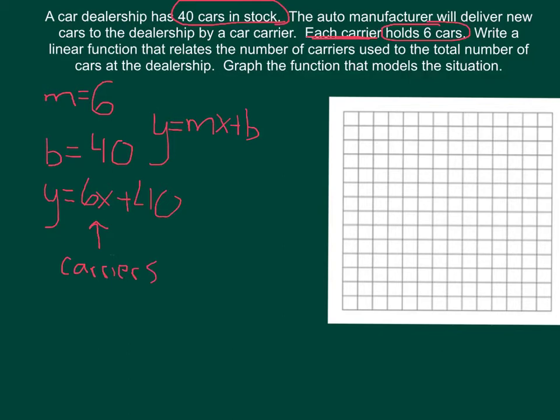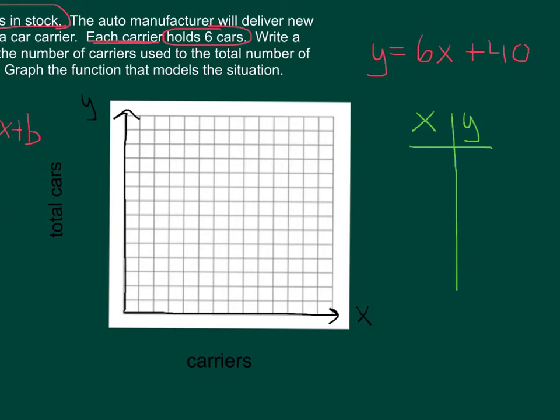So now that we have our equation, we need to decide what kind of graph that we want. We're going to start at 40, and it doesn't make sense to have negative carriers or a negative total number of cars. So I want to make a graph that is only going to look at positive x and y values. So I've labeled my graph where the x variable represents the carriers and the y variable represents the total cars.